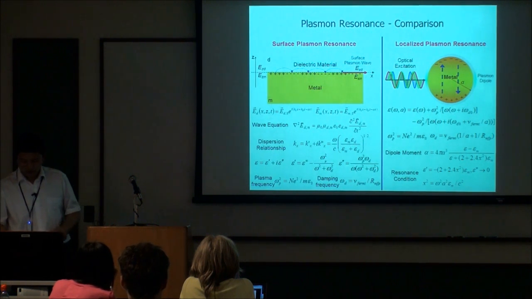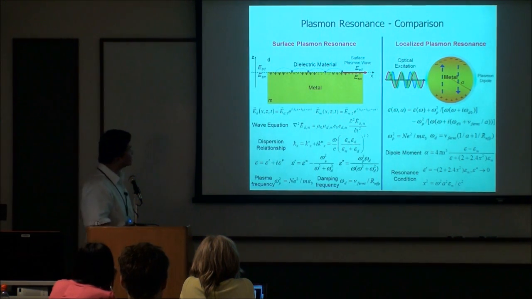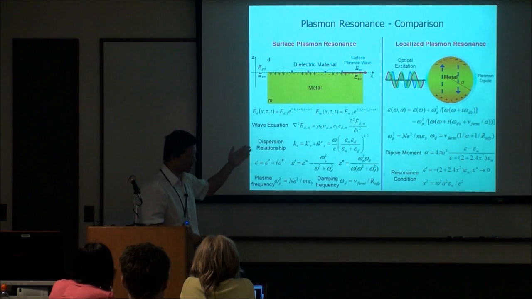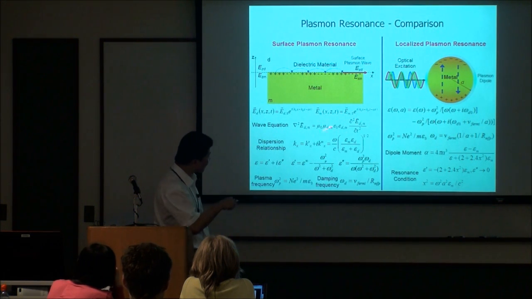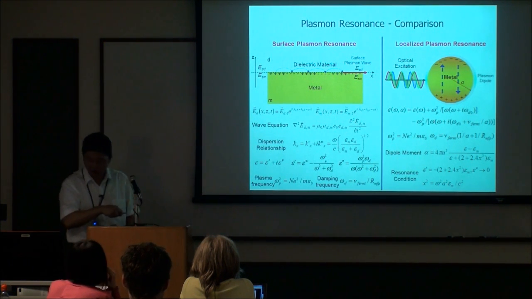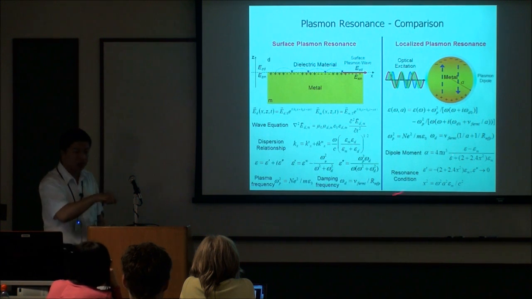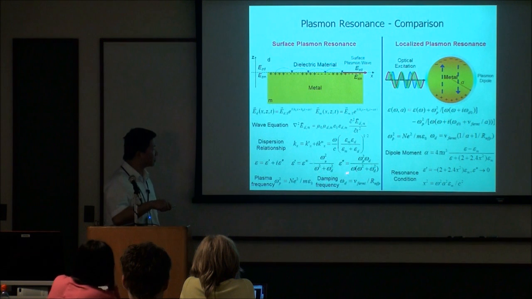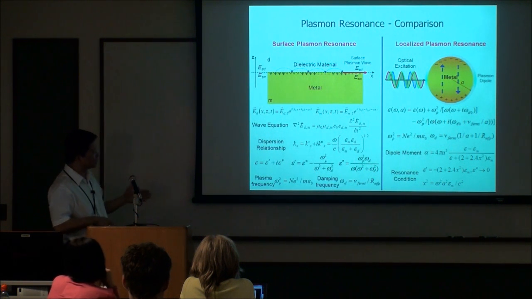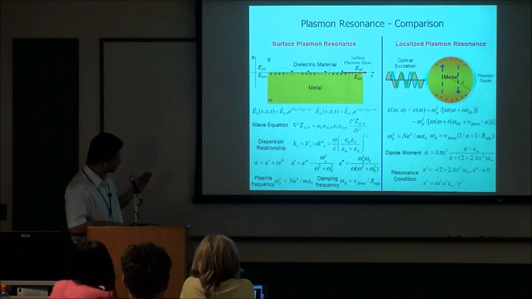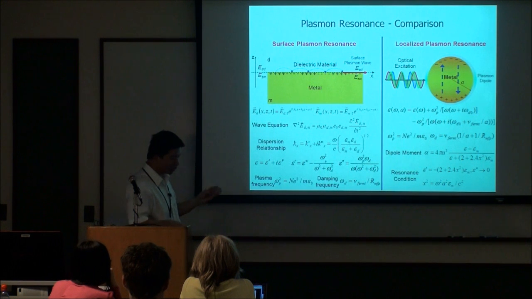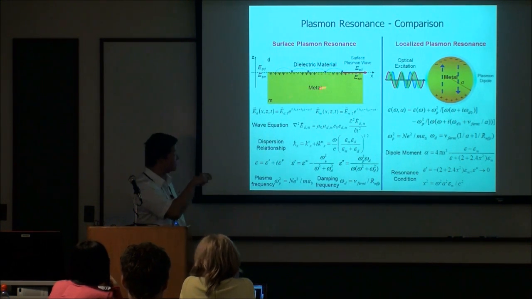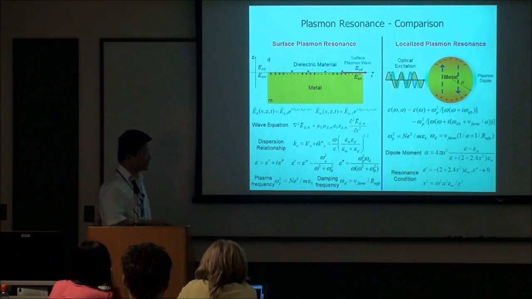And here is a slide showing you the comparison between the surface plasma resonance and localized plasma resonance. I will not go through the detail of each equation here, but you can see in the slides that you can use those equations to analytically solve for the dielectric constant and to find out the resonance mode or resonance frequency for the surface plasma and for the localized plasma resonance.